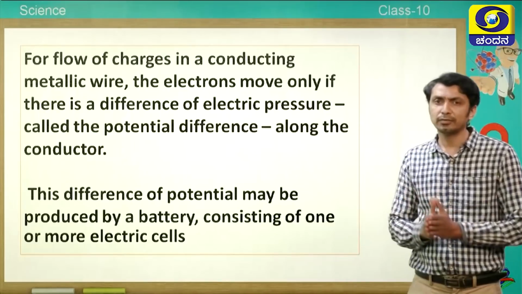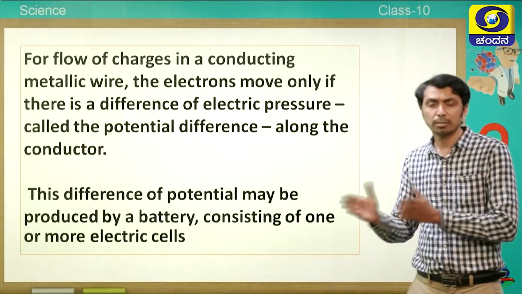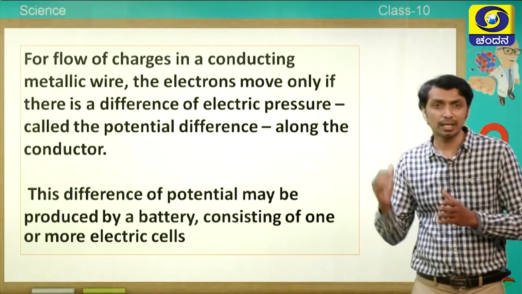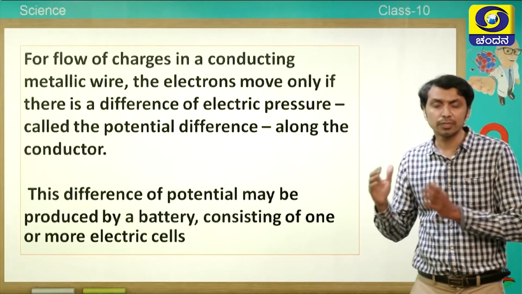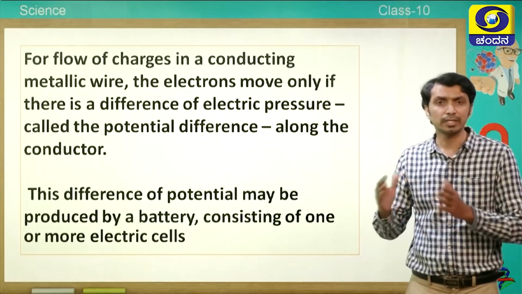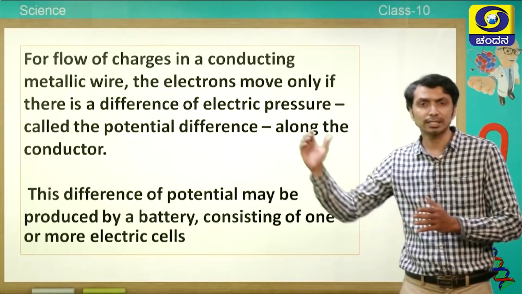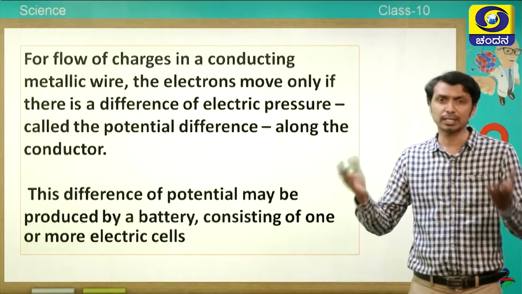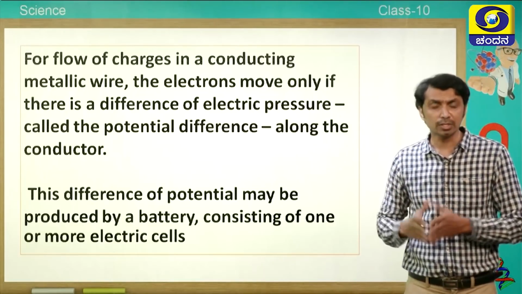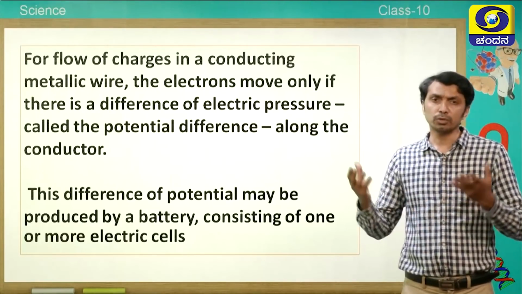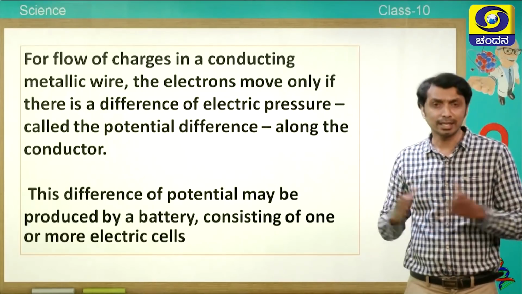Whenever a difference in electric potential is provided to a conductor, the charges in the conductor start moving. Unless we give this sort of difference in pressure of electric charges, the charges in the conductor don't move, because in a conductor there are many free electrons already. If you take a wire, there are many free electrons. But why do they not move in one particular direction?